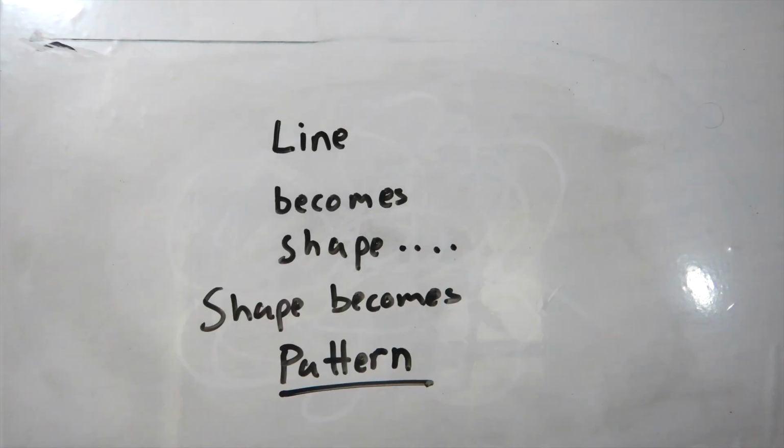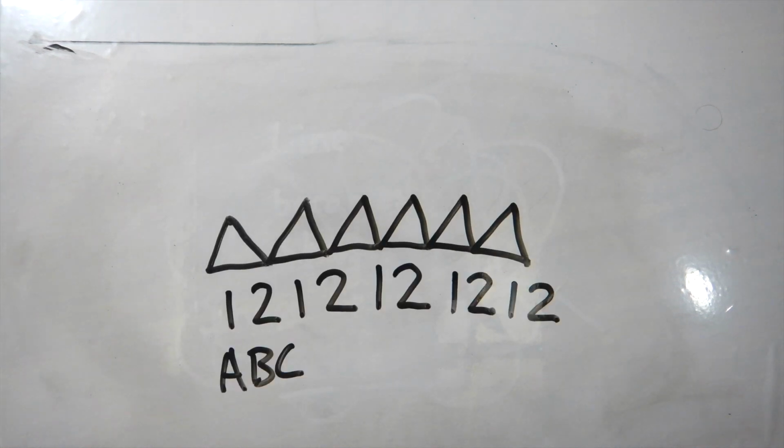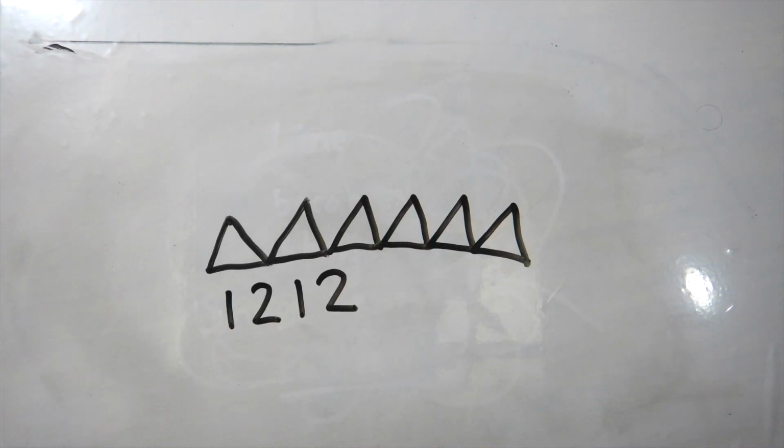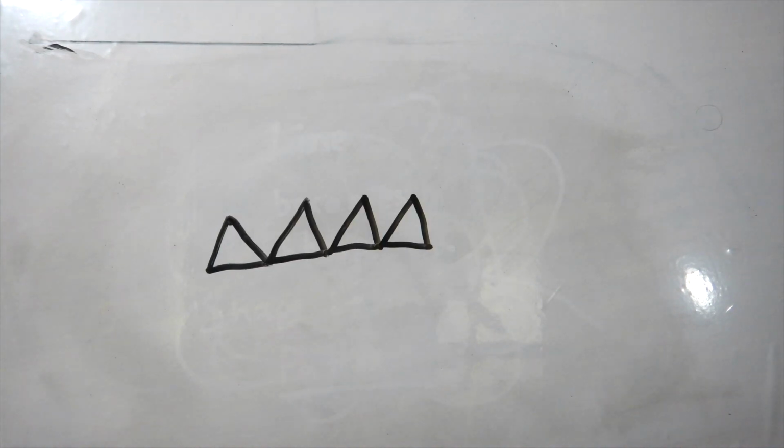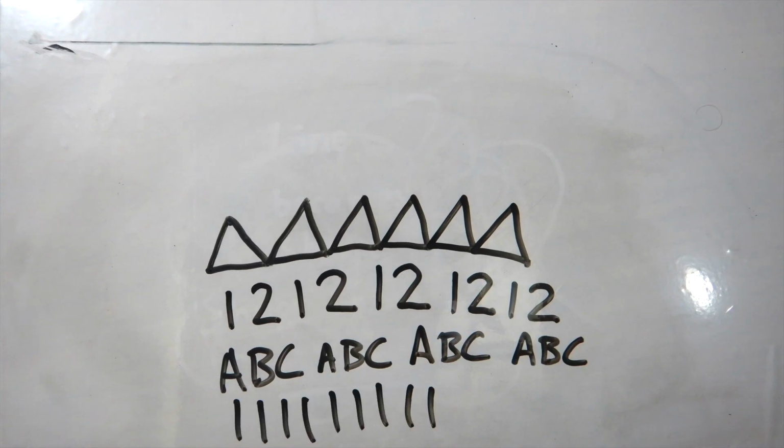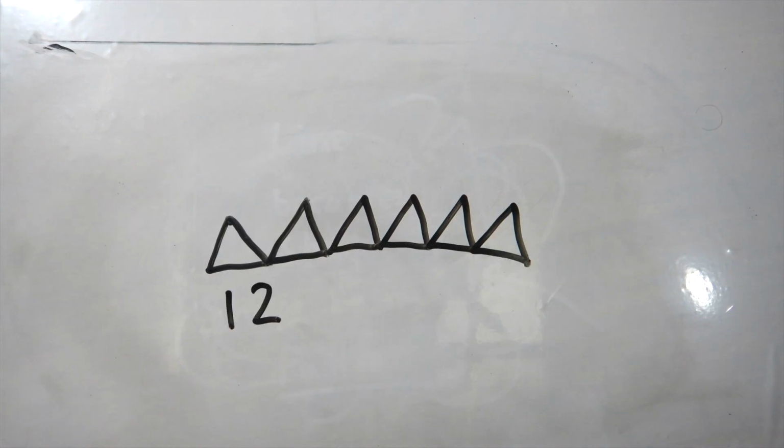Lines become shapes and shapes become pattern. A pattern is something that repeats. Well, that was awfully annoying.